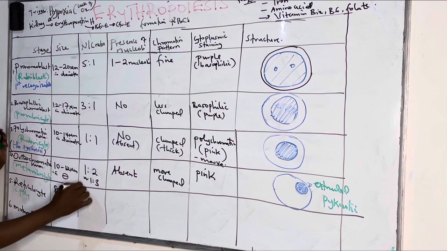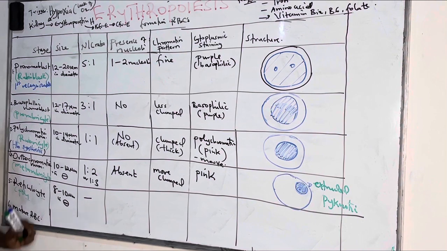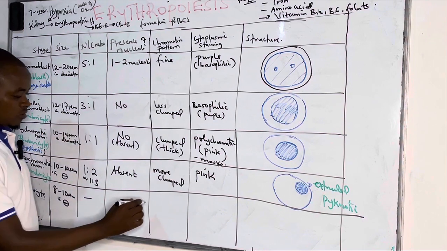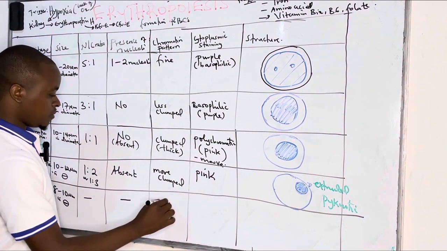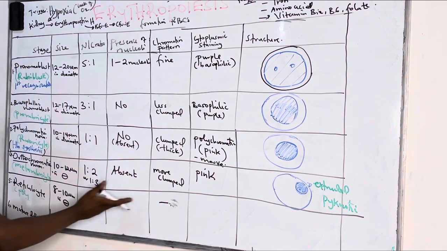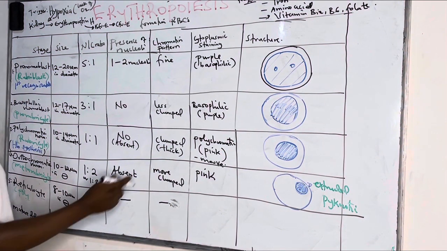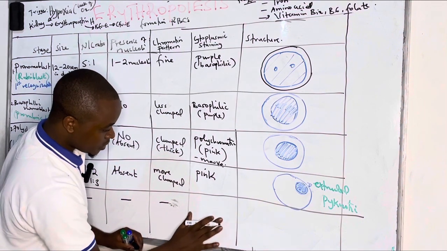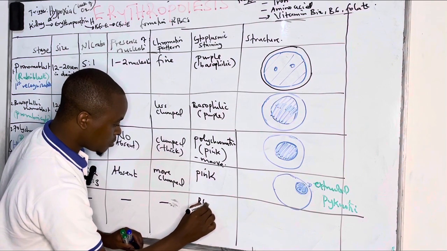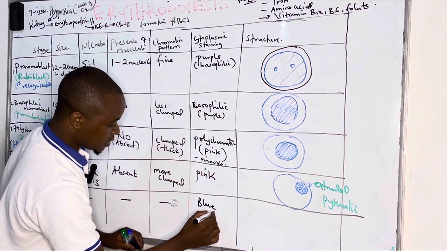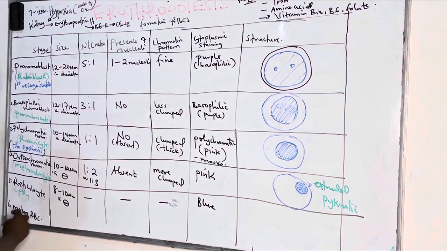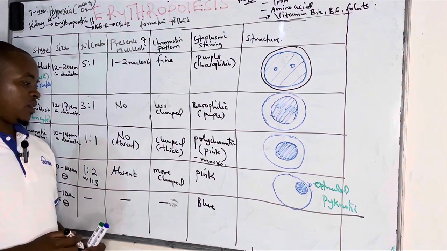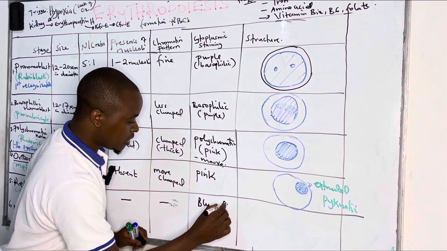The nuclear cytoplasmic ratio is not applicable because we have removed the nucleus. Even the chromatin pattern is not applicable, because there is no nucleus present. Then we see the staining of the cytoplasm: it stains bluish with supravital stains, then polychromatic with Romanowsky stains, due to remnants of RNA. So this is blue with supravital.